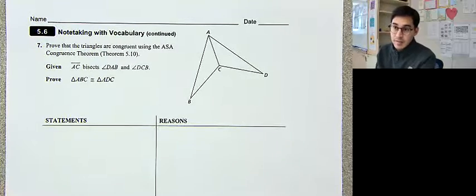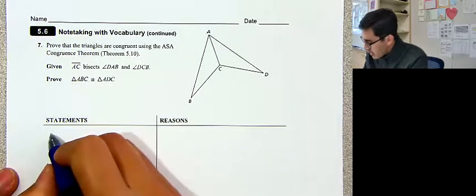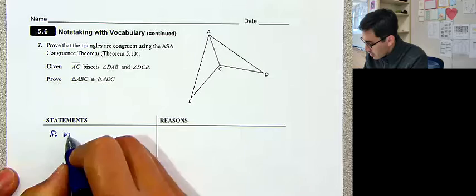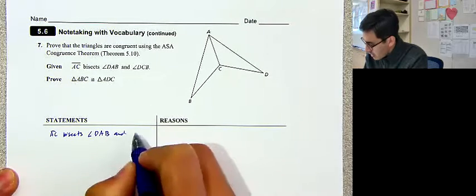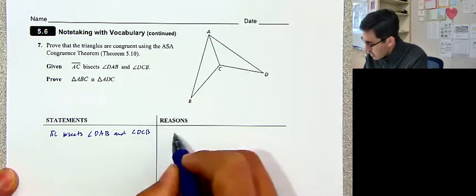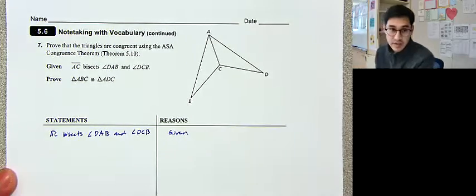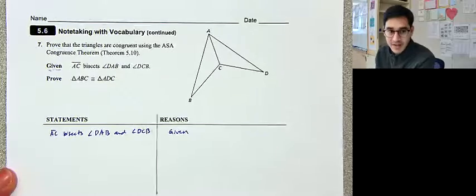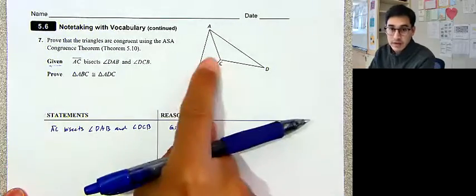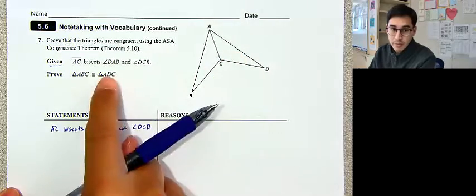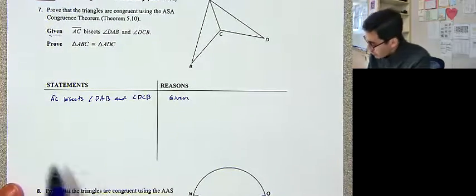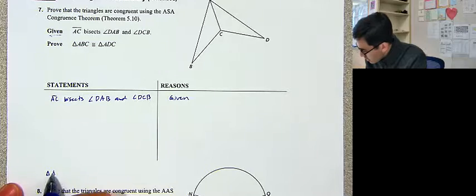Okay. So remember, given statements always go at the top of our proofs. So I'm going to write that in now. AC bisects angle DAB and angle DCB. And the reason is always just given, right? Because it was given. And then our proof statement, we're trying to prove that the triangle on the left is congruent to the triangle on the right. The proof statements always go on the bottom of our proof. Okay, so triangle ABC is congruent to triangle ADC.